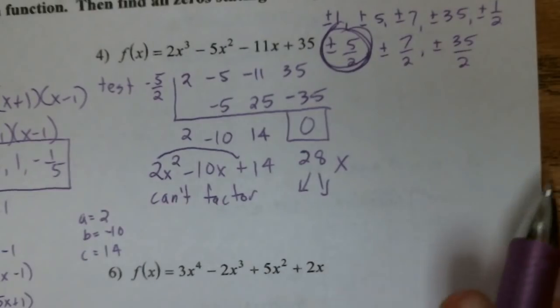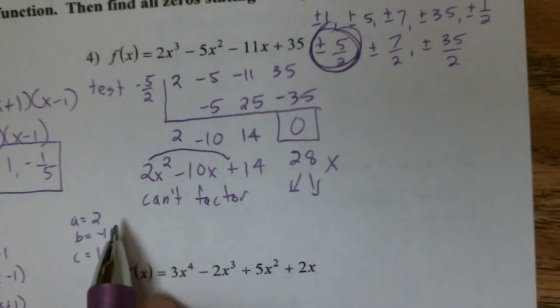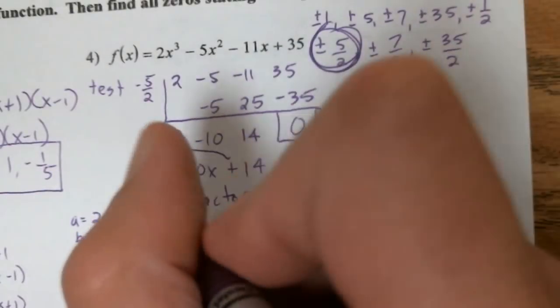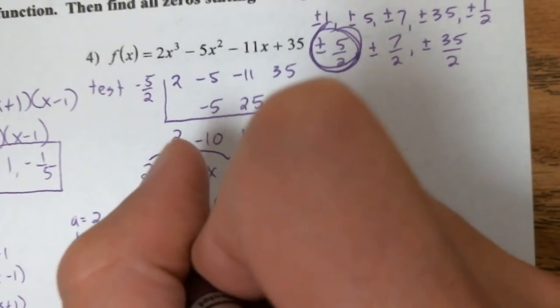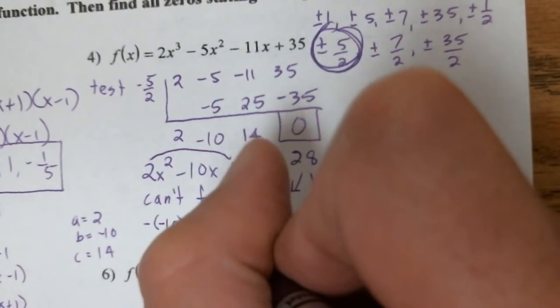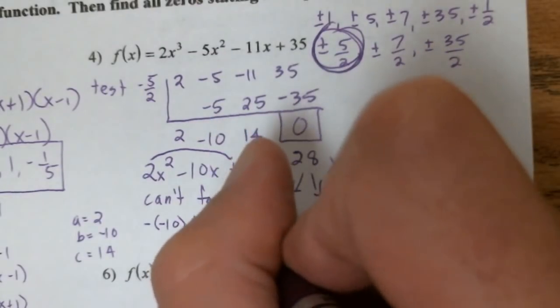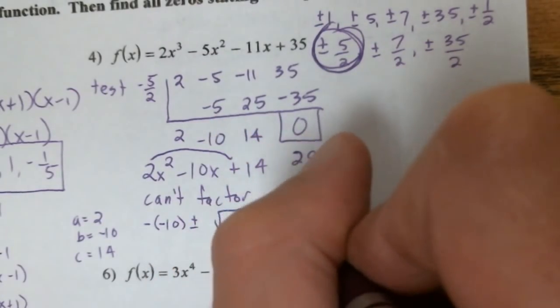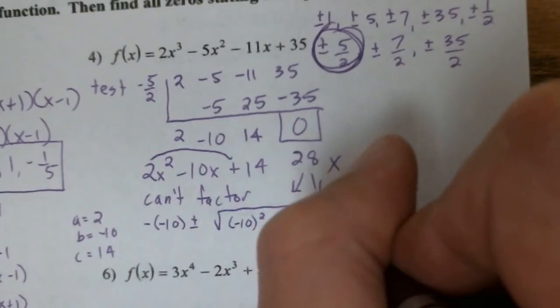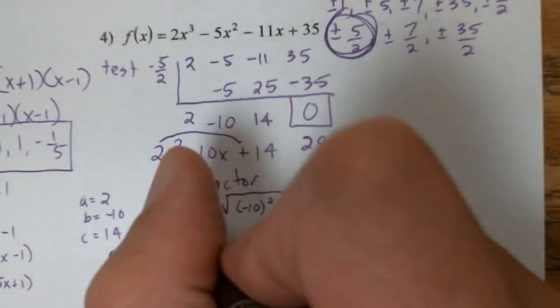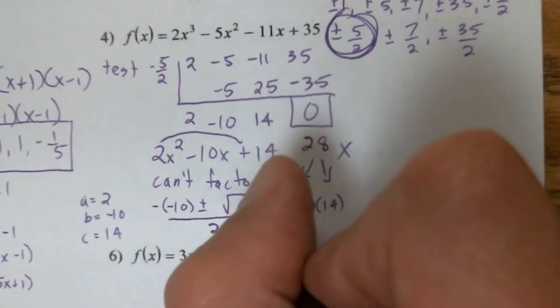There are going to be some i's in here, so I'm already thinking that. Okay, so the quadratic formula is going to be negative b, but my b is already negative, so negative 10 plus or minus the square root of negative 10 squared minus 4 times a times c, all over 2 times a.